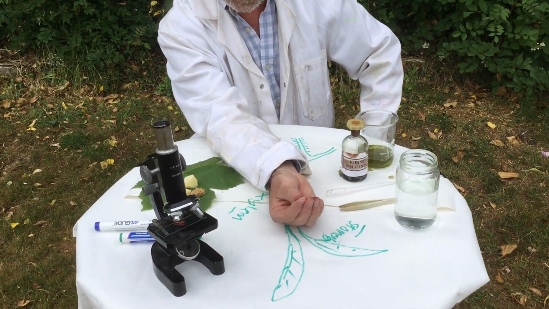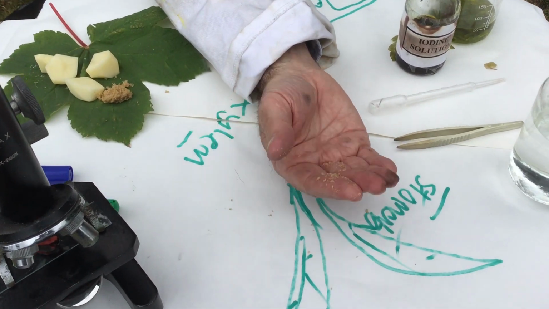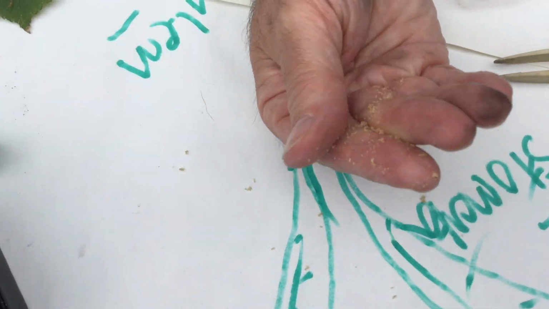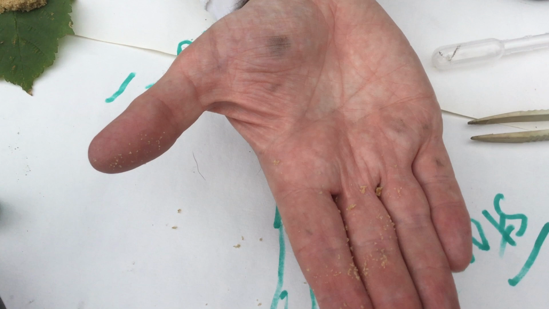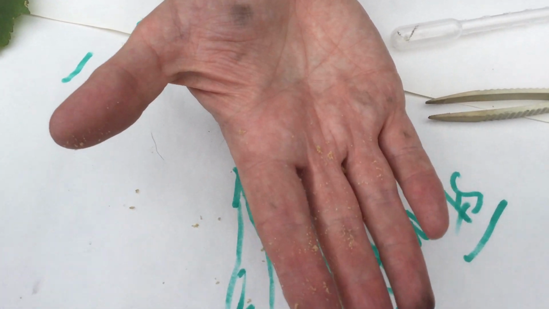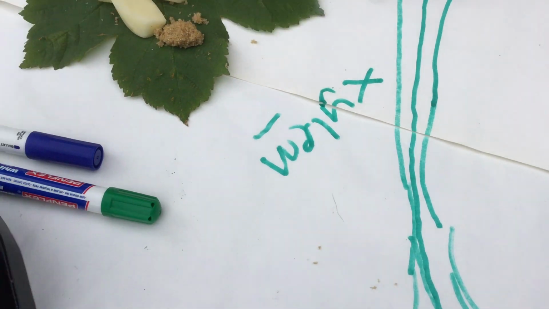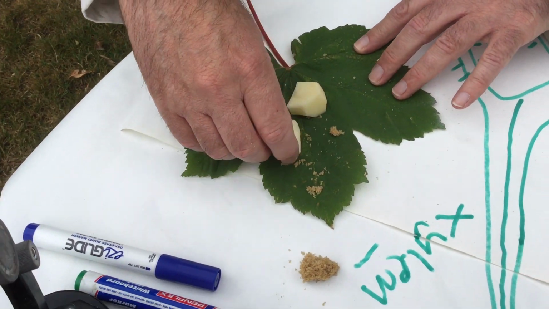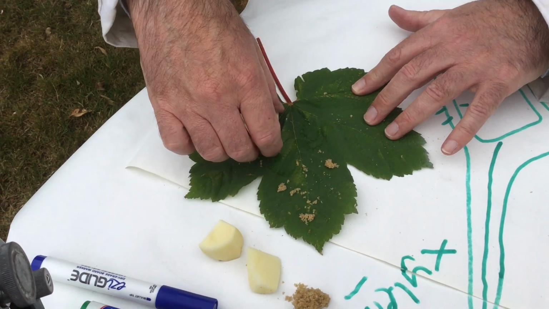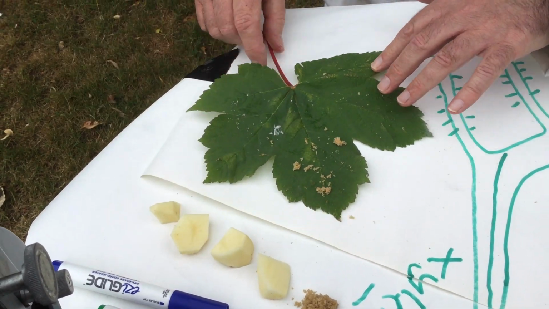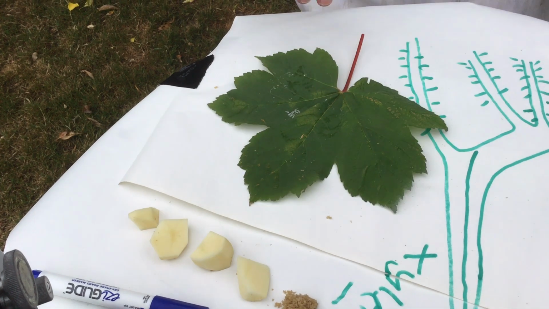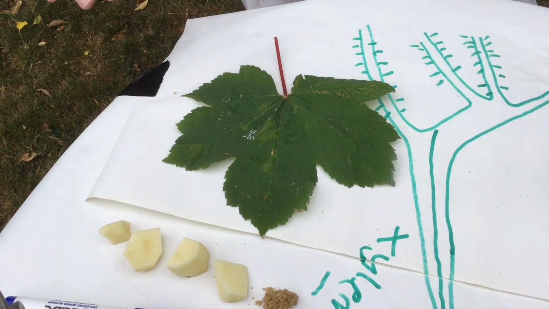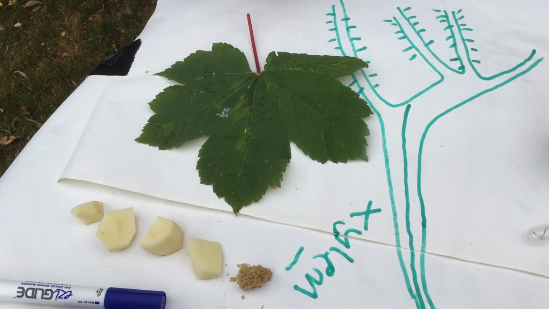Can you see that? That is sugar, right? But in plants, the correct word for sugar is glucose. Now, plants make glucose in the leaves. Now, there's your glucose. And you're probably thinking, why have you got potato there? Because I'm going to demonstrate why they store the glucose.